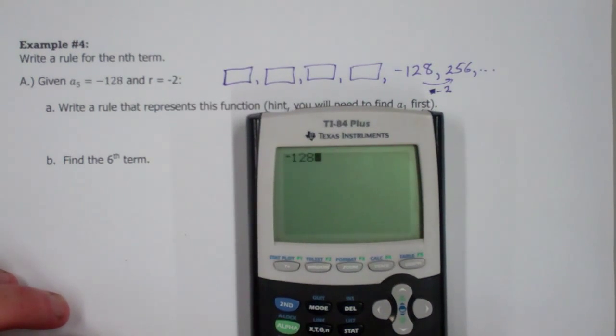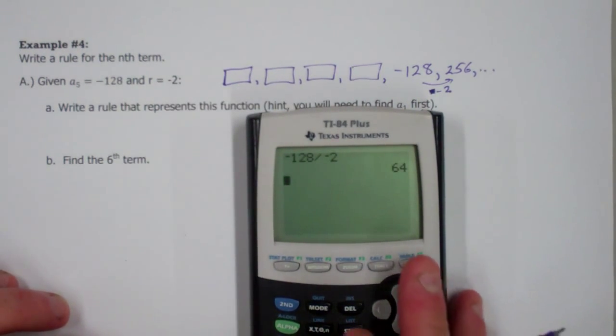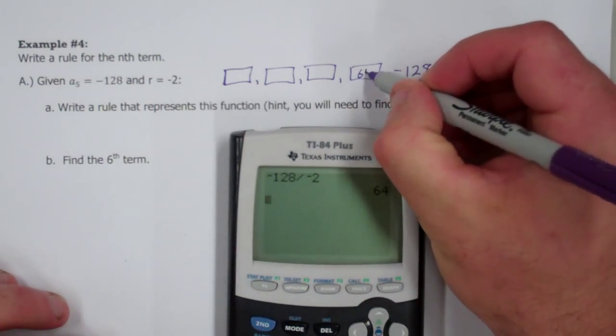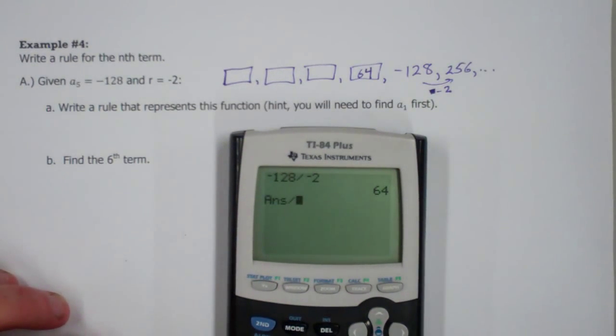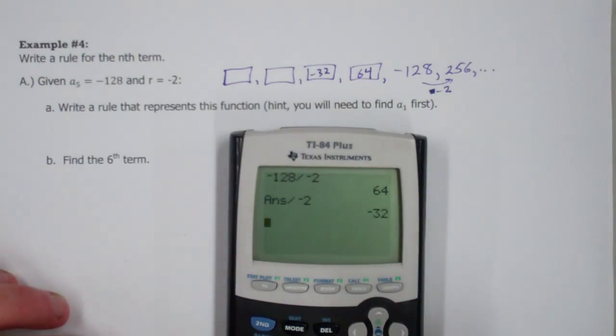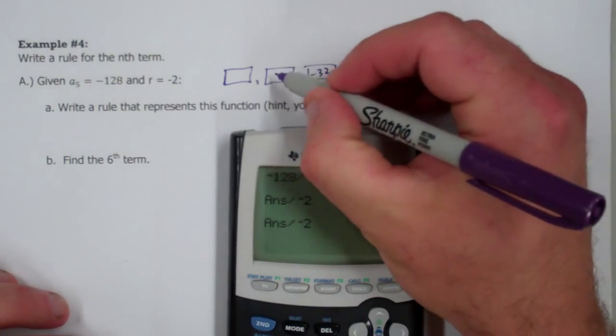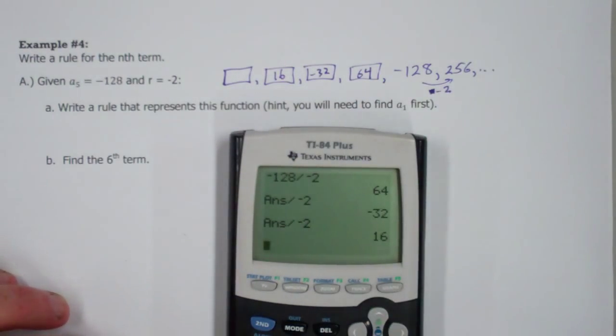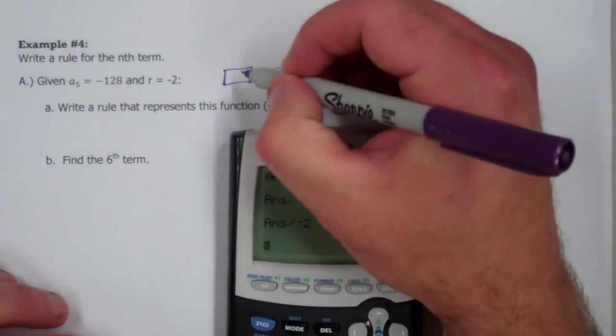We've got negative 128 divided by negative 2. So the previous term must be 64. Then we'll divide that by negative 2. We get negative 32. Same thing, we get 16. And that all-important first term is going to be negative 8.